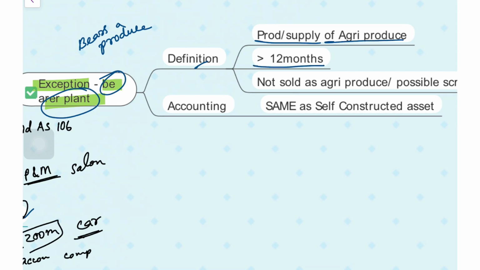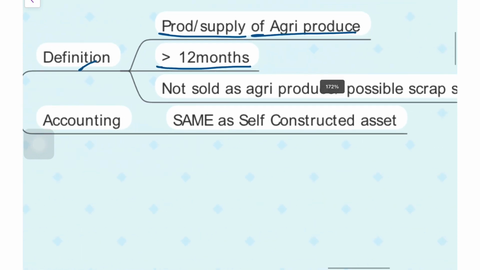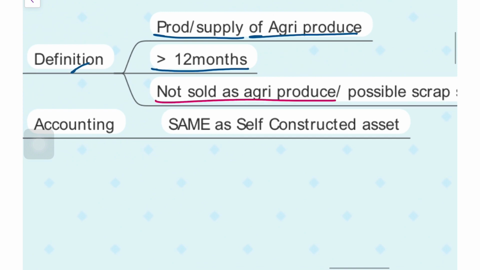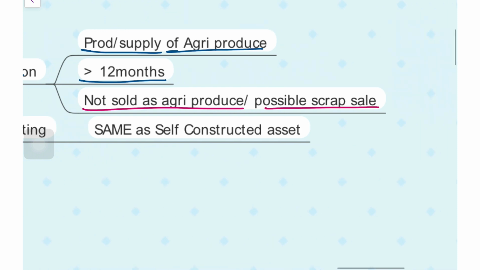Anything which produces agricultural produce will be known as a bearer plant. Example, your mango tree, and it must be there for more than 12 months. And one final condition that the bearer plant has to fulfill here is that it must not be sold as an agricultural produce, or it can only be sold as a scrap sale. Now talking of the example that we took previously, we were talking about a mango tree, where the mango tree is a bearer plant and the mango that we get from it is the agricultural produce.